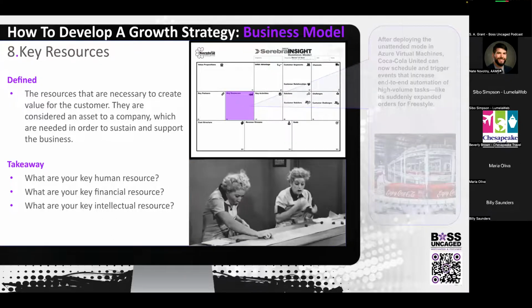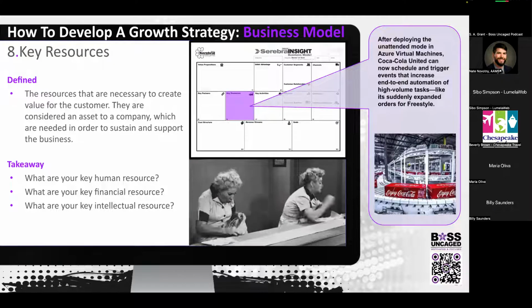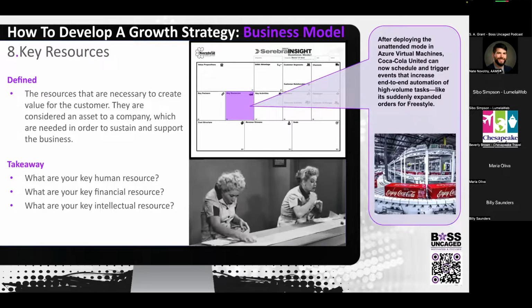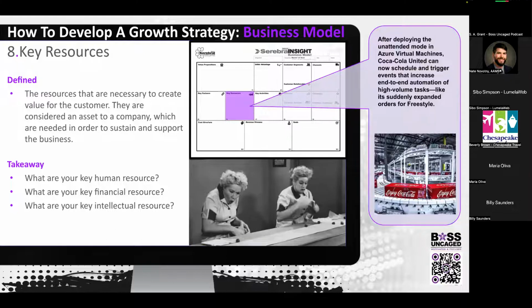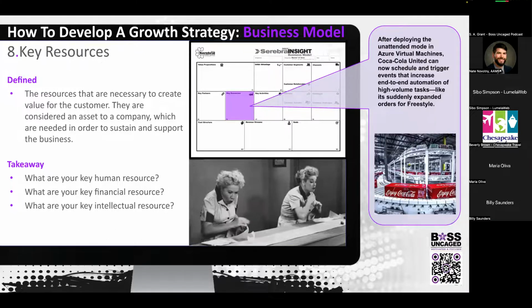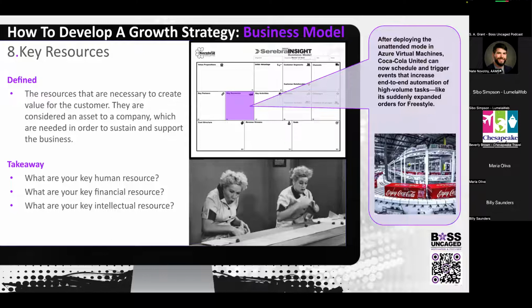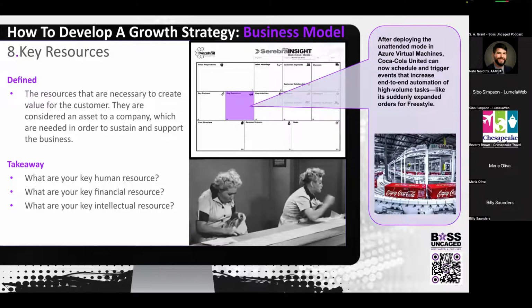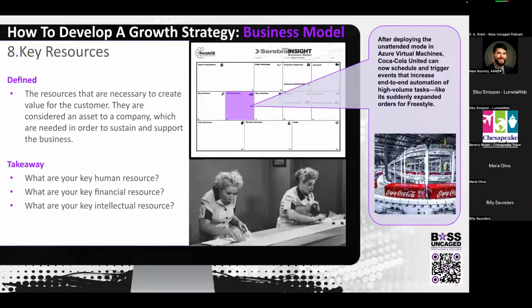In the case of Coke, they have mass automation systems and robotics in their warehouses to deliver the products that we're buying through the distribution channels. So they have bottling automation, they have mixing automation, they have packaging automation, they have all these different systems in place. Without those key resources, they would not be able to deliver the value that they're delivering at scale.